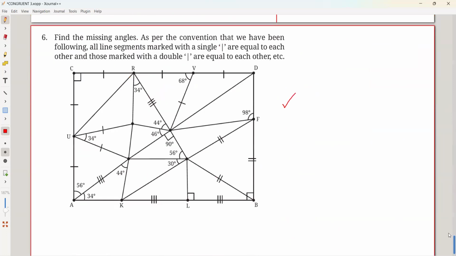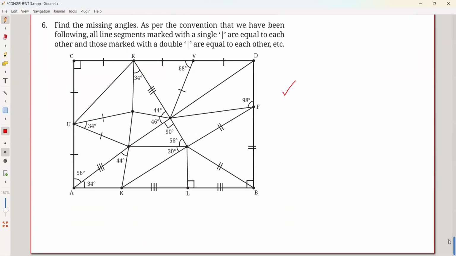Now we are left with only one question, the sixth question. This is the last question given in the book. This is a little interesting question. Here they ask us to find the missing angles, as per the convention that we have been following.